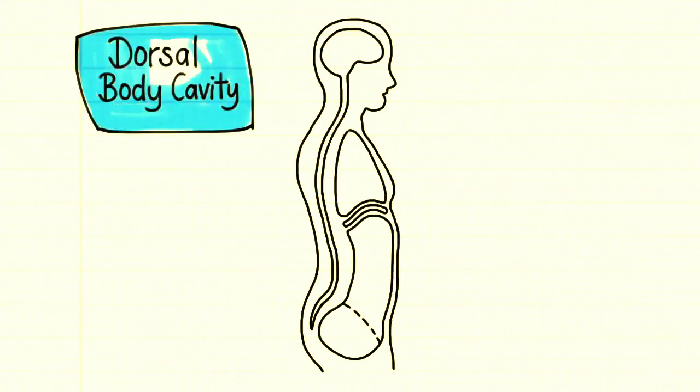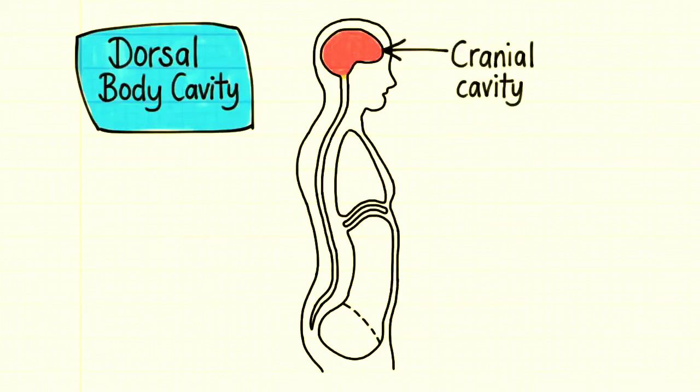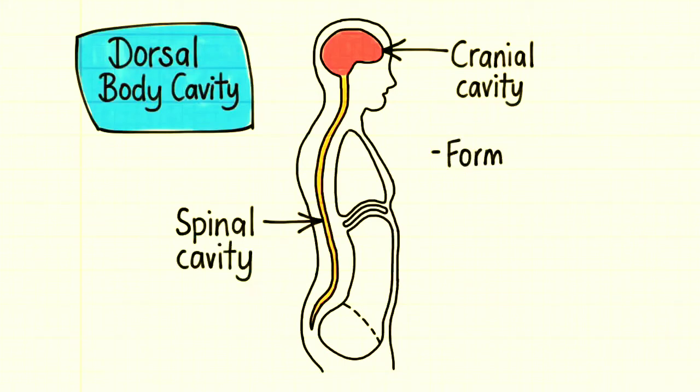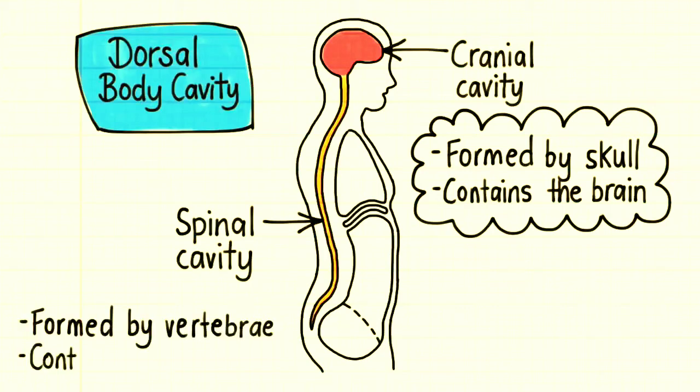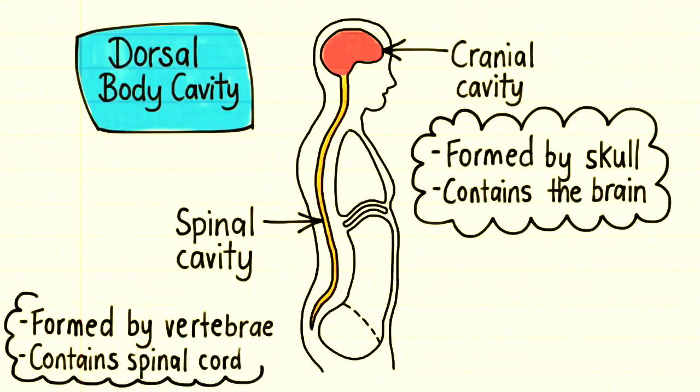Let's start with the dorsal body cavity. It can be divided into two parts, the cranial cavity and the spinal cavity. The cranial cavity is the space formed by the bones of the skull. It contains the brain. The spinal cavity, which is sometimes also called the vertebral canal, is a space formed by the bones of the vertebral column. The spinal cavity contains the spinal cord.